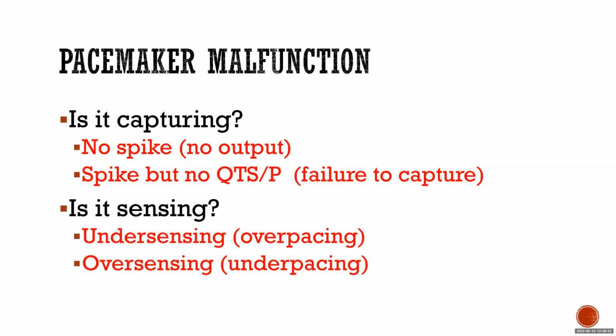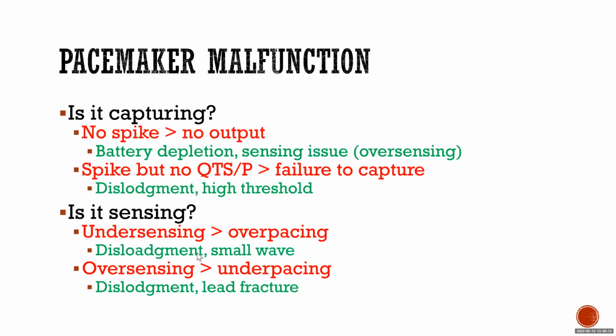Or is it over sensing? Over sensing means it's seeing things that are not there. If there's a flat line, the device is not even trying to pace and it thinks there's no need. It's probably seeing something. Okay. I know this is complicated. We'll go back step by step, but just bear with me for now.